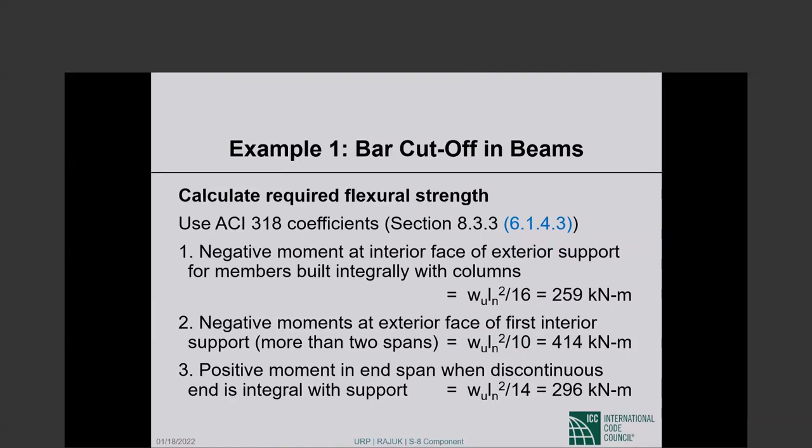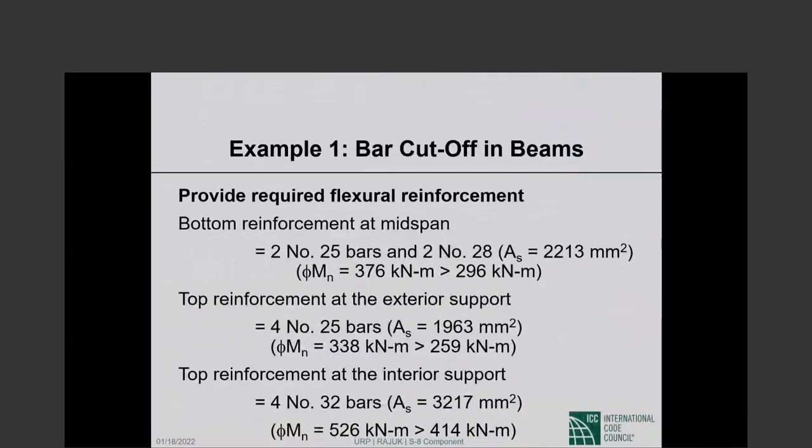Negative moment at exterior face of first interior support, w l_n squared by 10, that comes to 414 kilonewton meters. And positive moment in the end span, 1/14 of w l_n squared, and that comes to 296 kilonewton meters. So 259 at one end, 414 at the other end. These are negative moments, and the positive moment in the span is 296.